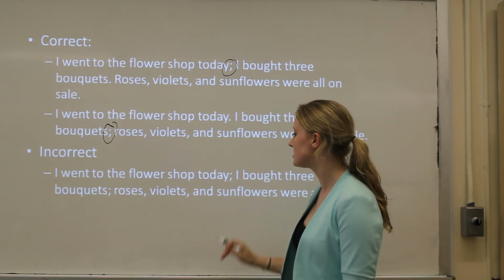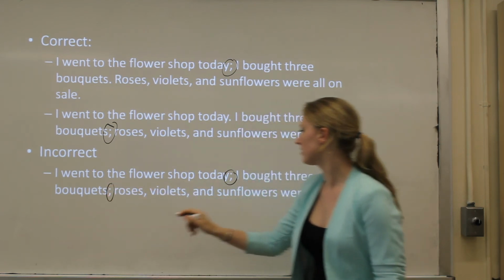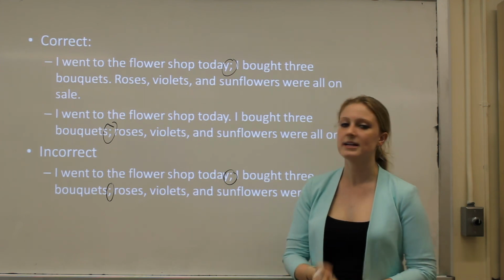An incorrect way is to use 2 semicolons in a row. So that would be incorrect because there's no period. You can only use 1 semicolon in a row, and that's how you use a semicolon.